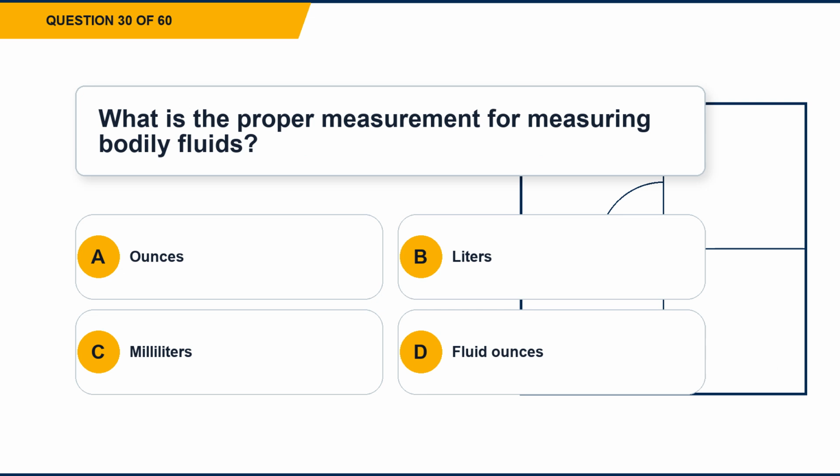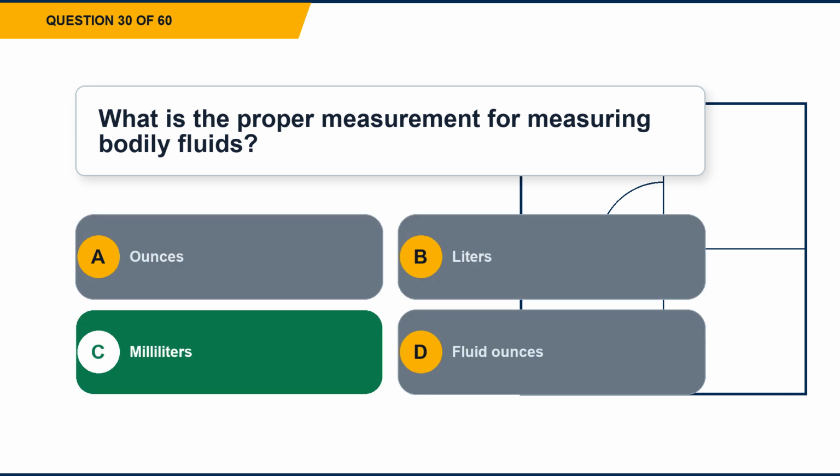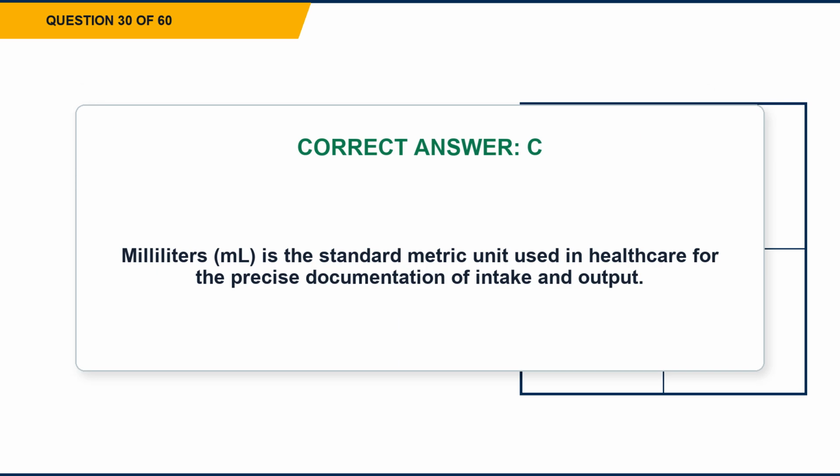Question 30. What is the proper measurement for measuring bodily fluids? Option A, ounces. Option B, liters. Option C, milliliters. Option D, fluid ounces. The correct answer is option C, milliliters. Explanation: milliliters, ml, is the standard metric unit used in healthcare for the precise documentation of intake and output.